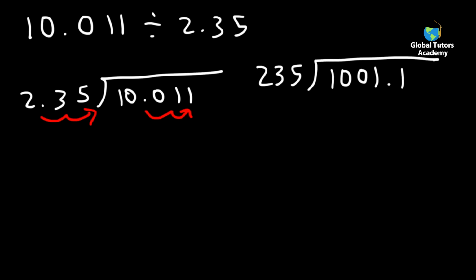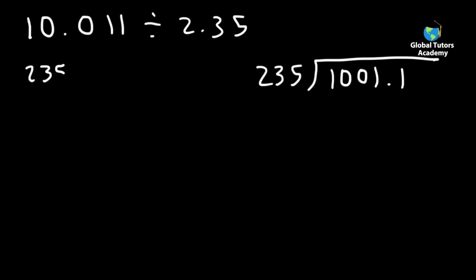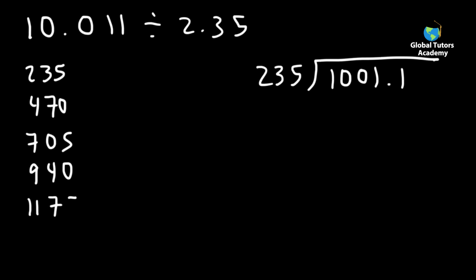So now let's make a list. So 235 plus 235, that's going to be 470. And 470 plus 235, that's 705. And then if we add 235 to that number again, it's 940. And then that plus 235 is 1175. Typically, the most you need to go up to is 10 when doing long division.